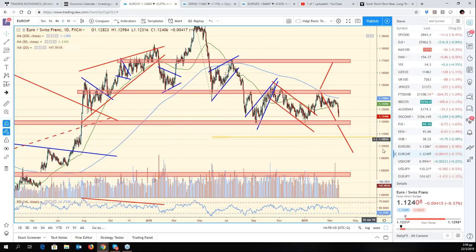Now let me look at USD TRY breaking out of a nice, Dave says, rounding bottom pattern.